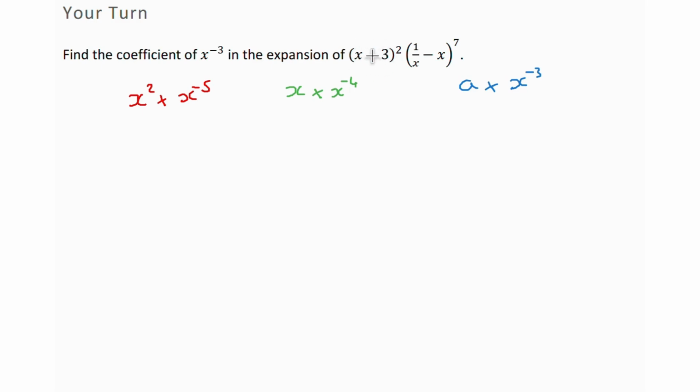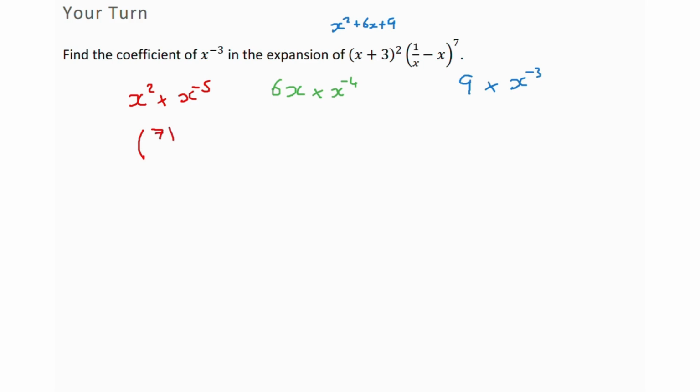For this one, because this is a quadratic, we can work out what each of those are. First of all, the x squared term, we don't really need to use binomial to work it out. We can calculate that this is just going to be x squared plus 6x plus 9. So this is 1x squared, this is going to be 6x, and that is actually going to be 9. Now we need to know what the coefficients of each of the terms from the second bracket are.